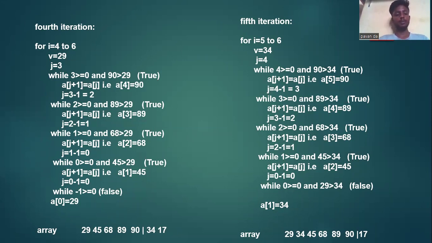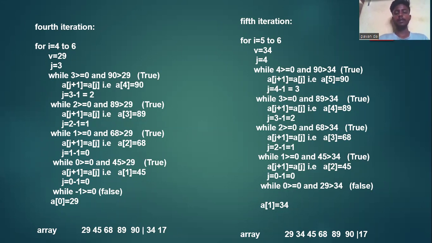The third statement is also true. So a of j becomes 68 and j becomes 0. And the fourth statement is also true. That's why a of j is equal to 45 and j is equal to 0. But the last statement is false in the fourth iteration. So a of 0 remains 29 and here is the sorted array.